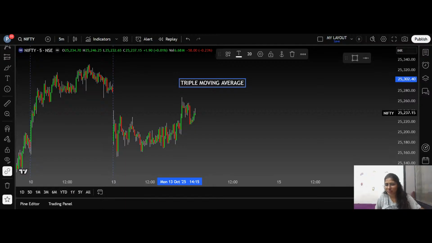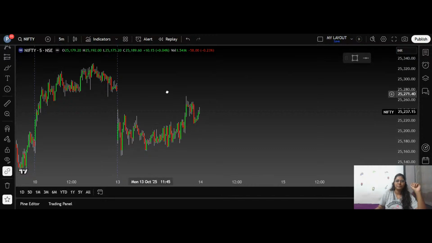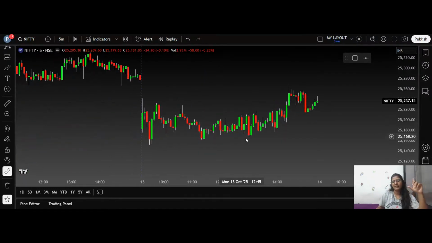Someone asked me what is backtesting. Backtesting means, okay, I'm going to tell you what backtesting is. Suppose you predicted a market in a very similar way. Suppose I am thinking, it is just a prediction, okay, it is not correct.